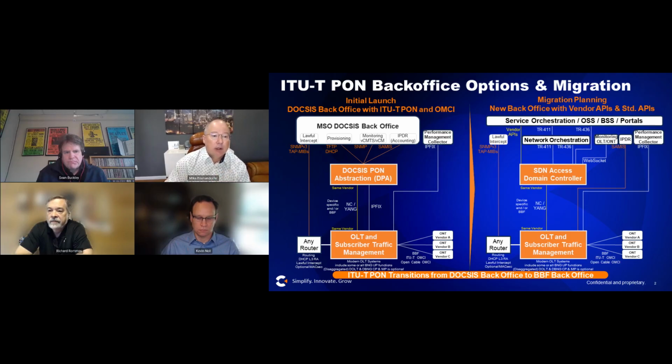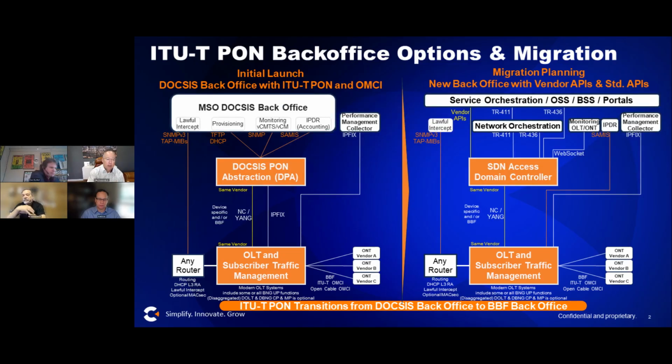So the migration that we could look at is what if, over time, we migrated over to more of a Broadband Forum-based back office system with a network orchestration layer and then a service orchestration layer. And that's what this is showing. What this basically shows is that an operator could deploy an OLT as well as ONTs, start with DOCSIS back office, migrate to some DOCSIS back office, and then even migrate over to maybe a full BBF style architecture without changing the OLTs and ONTs. So that's one of the big areas that the cable industry is looking at.